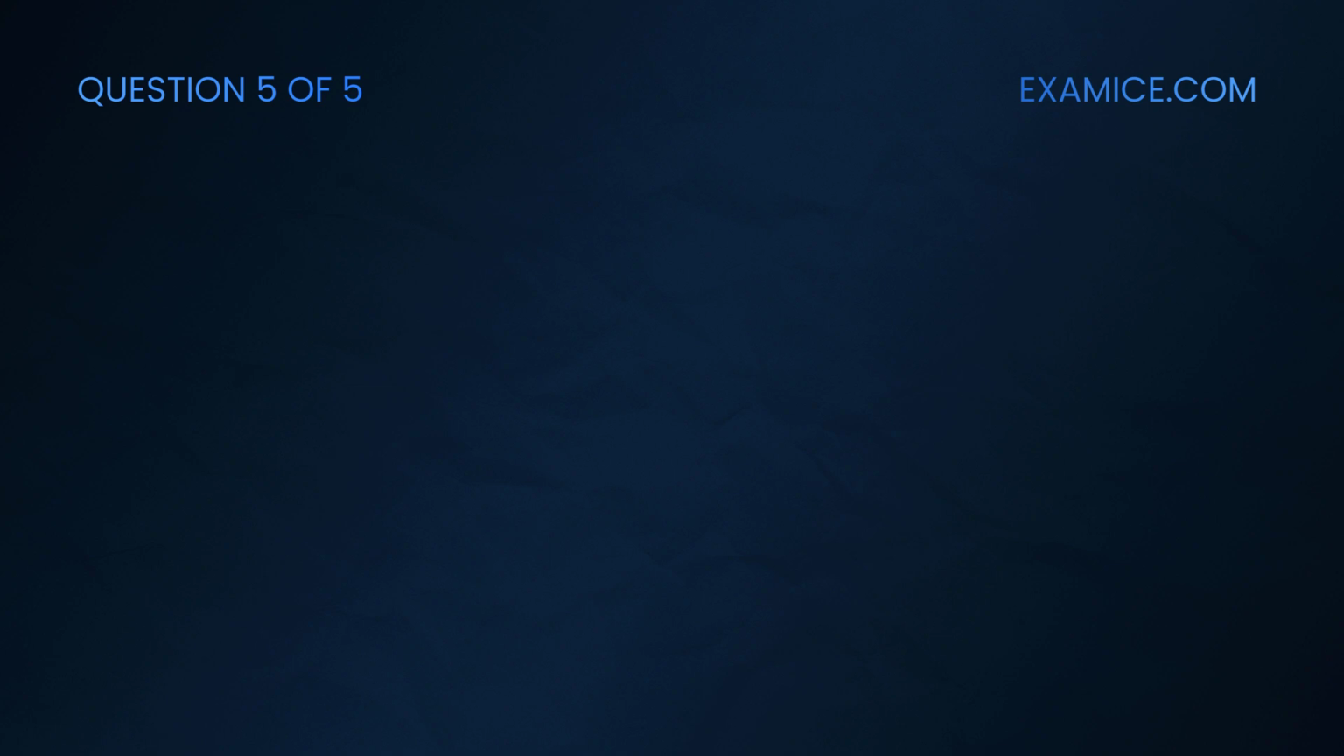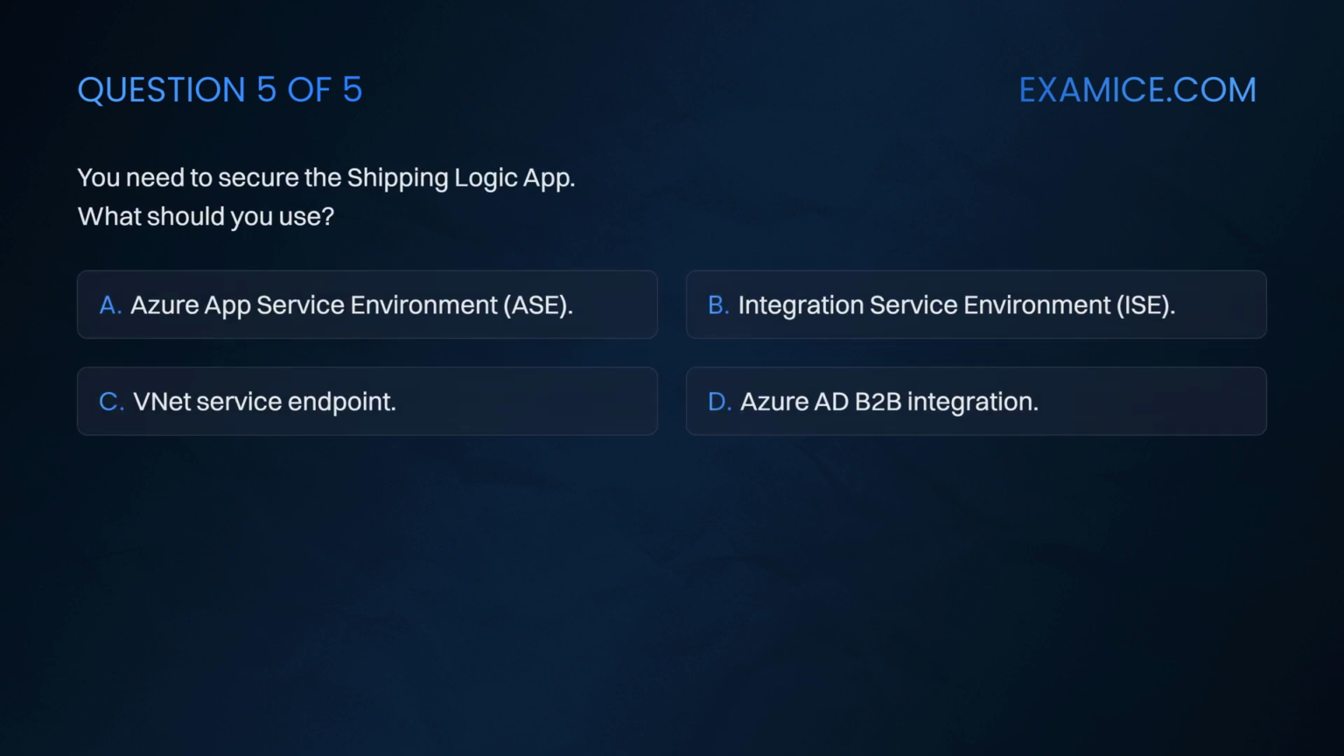Question 5. You need to secure the shipping logic app. What should you use? Option A. Azure App Service Environment. Option B. Integration Service Environment. Option C. VNet Service Endpoint. Option D. Azure AD B2B Integration.